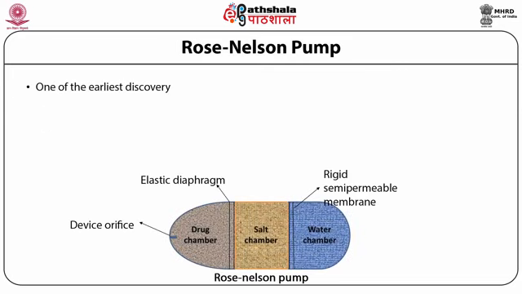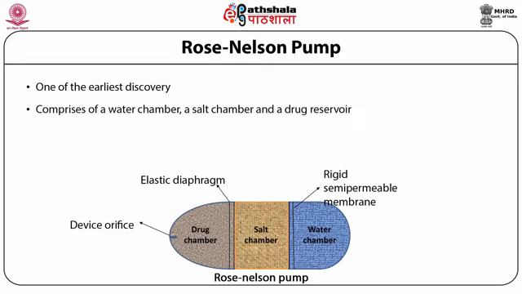In the Rose-Nielsen pump, you have seen that it contains a water chamber, a salt chamber, and a drug reservoir. These three components are completely separated, so they are not mixed together, and they are separated by two kinds of layer.